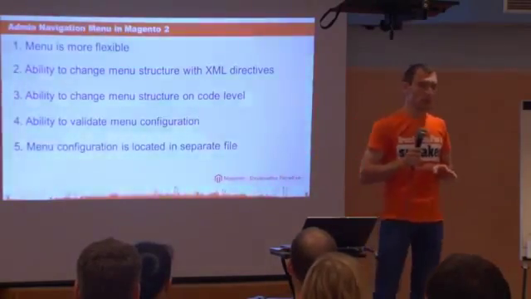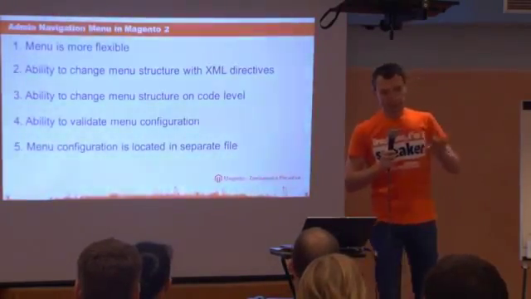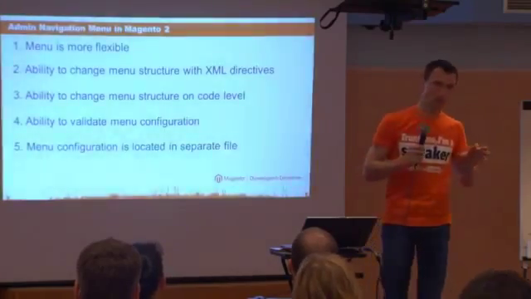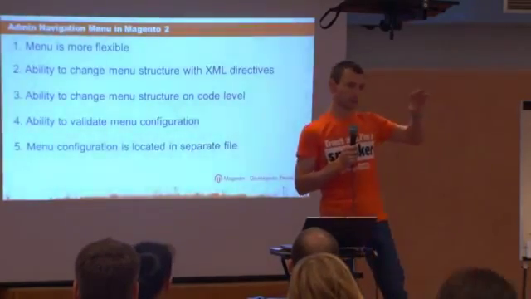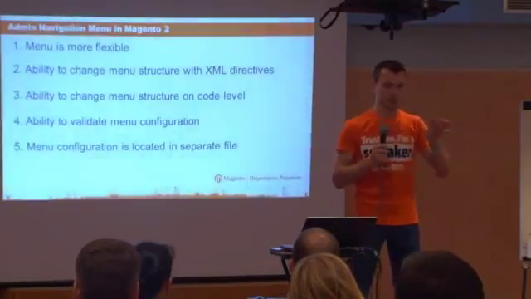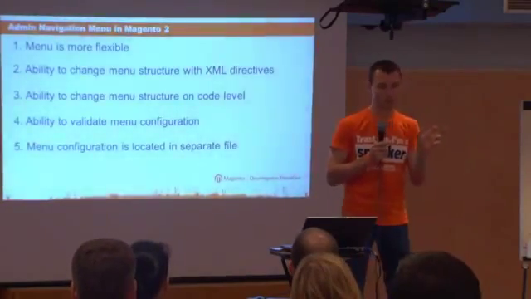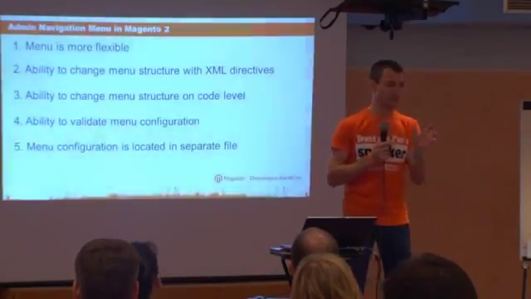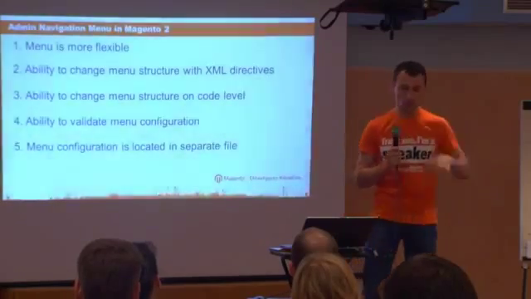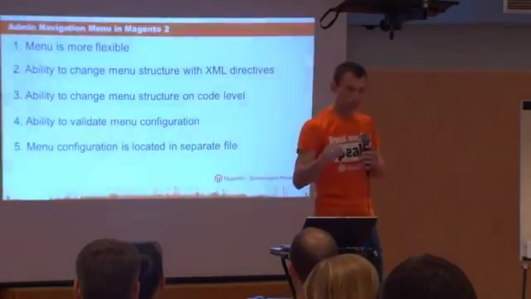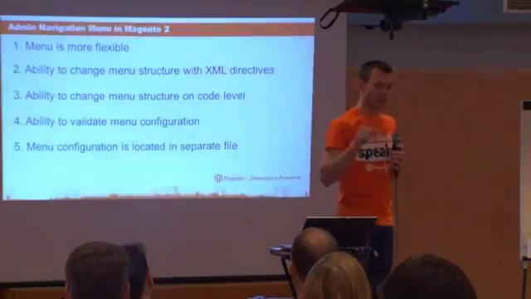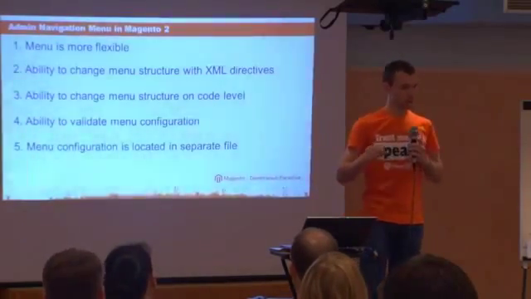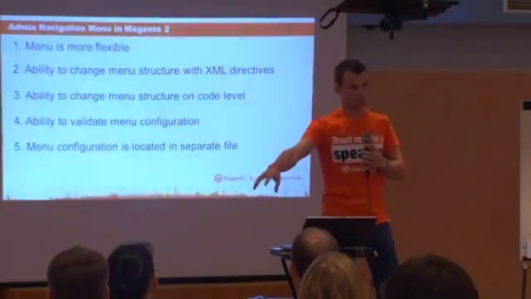According to the area concept, all area-specific configuration has to be located in an etc subdirectory, in a special subdirectory, and the name of this subdirectory has to be the same as the area code. I will show you on the next slide. Menu configuration is a specific backend area configuration. That's why this configuration was moved to this file.